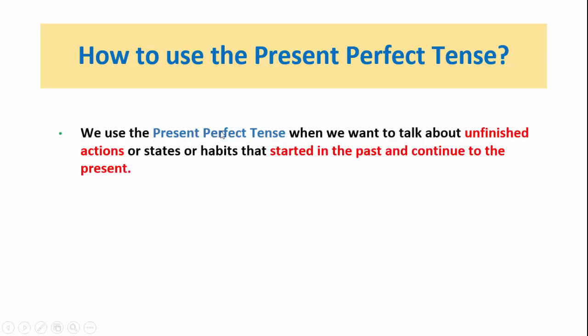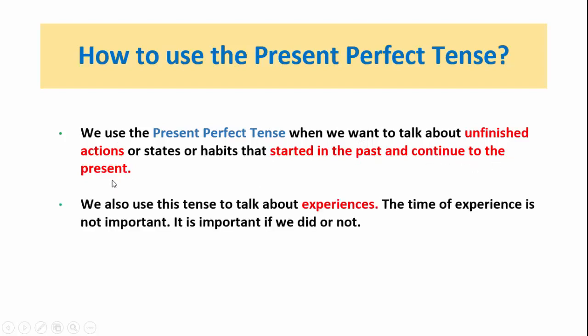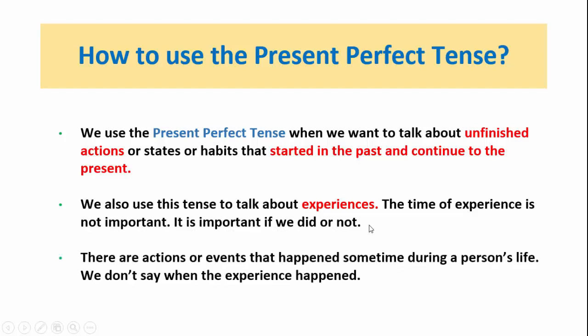We use the present perfect tense when we want to talk about unfinished actions or states or habits that started in the past and continue to the present. We also use this tense to talk about experiences. The time of experience is not important. It is important if we did or not. There are actions or events that happen sometime during a person's life. We don't say when the experience happened.